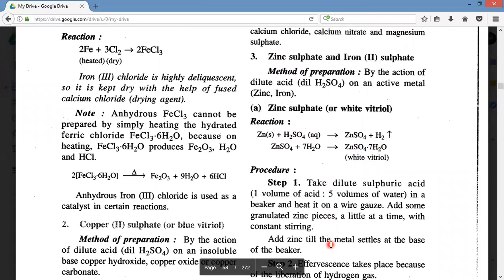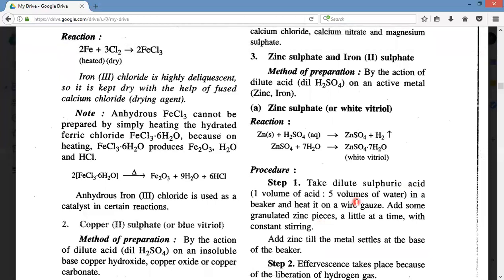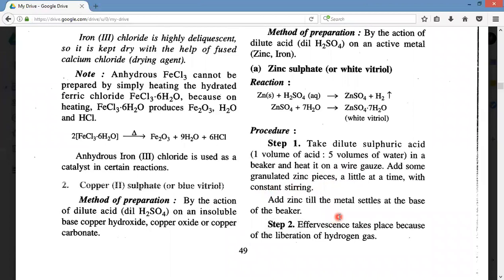We have to see in detail how experimentally we are doing that. First of all, again, we are taking the dilute sulfuric acid. The ratio should be 1:5. Heat it on the wire gauze. After that, add some zinc in granulated form, granulated zinc pieces, with regular stirring. A point will come when the zinc will settle down and effervescence starts there. By effervescence we mean the bubbling is there. That means the hydrogen gas is being liberated.